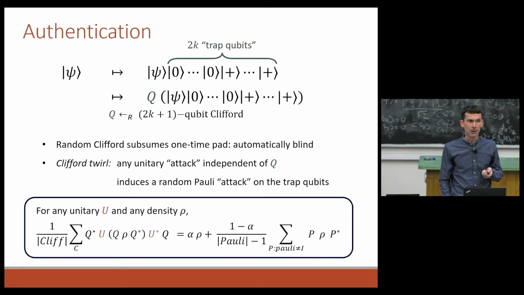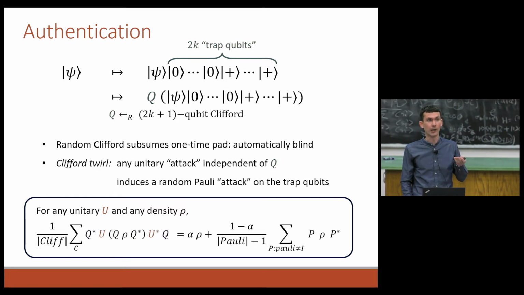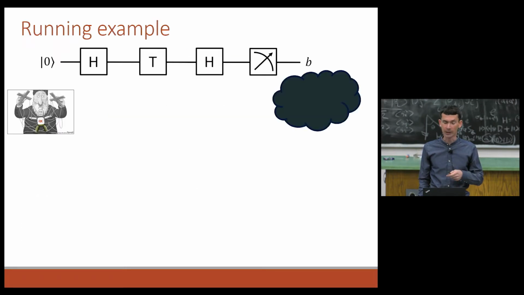Okay? That was not the case with the one-time pad, right? With the one-time pad, I could apply an arbitrary unitary on the outside, like H, and the effect would be applying H on the inside. H is not a random Pauli. This conjugation that's happening with the Clifford is randomizing this unitary, making it look like a random Pauli, which means that the only kind of bad behavior that we have to deal with from the point of view of the device are random Paulis. And that's easy to deal with when we have these traps that we can check. Okay, so let me explain how we use that in the running example again.